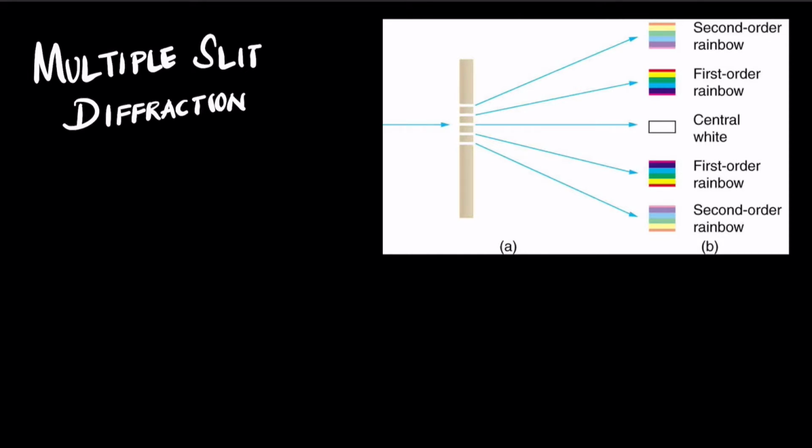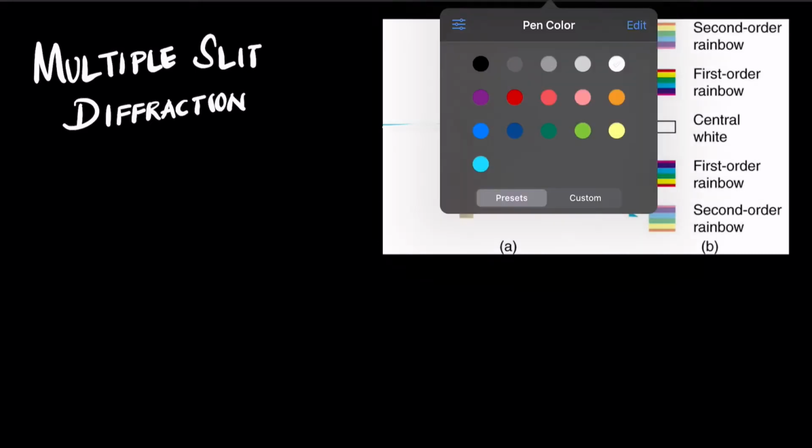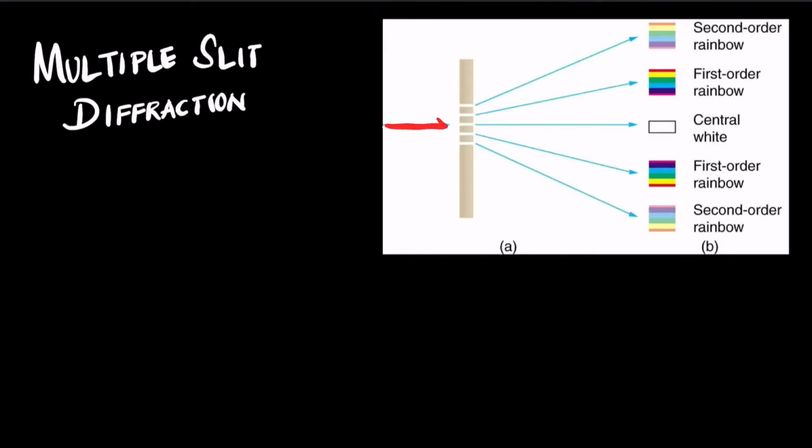When white light passes through multiple slits, it splits in such a way that the slits actually create dispersion. It splits the light into its individual wavelengths, provided the slits are really small. The slits must be really small. Only then will this occur.